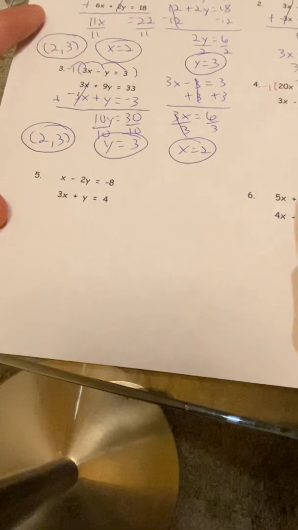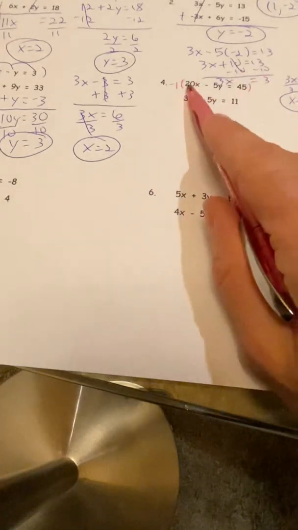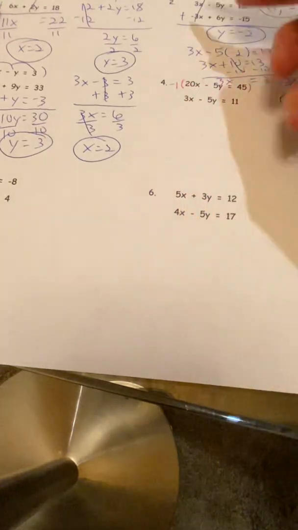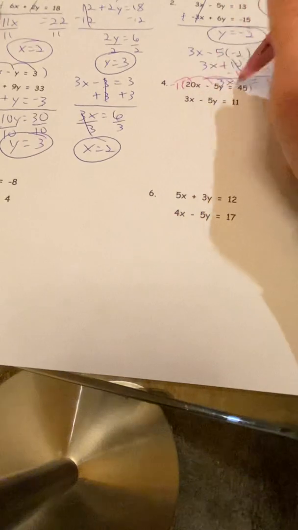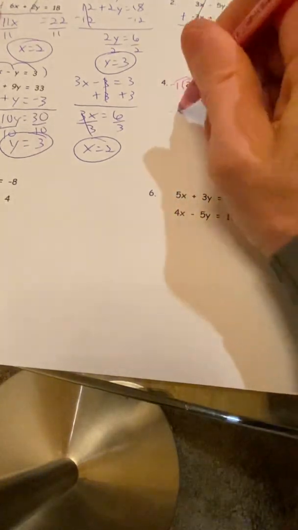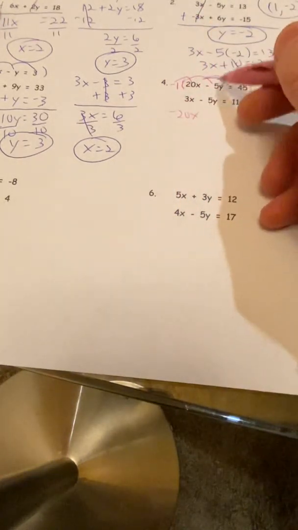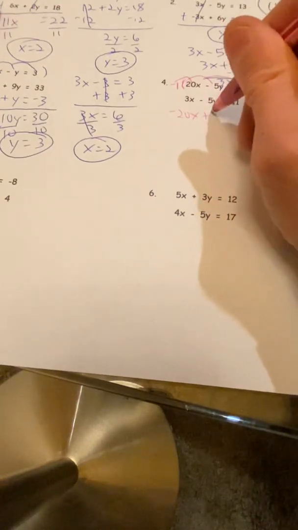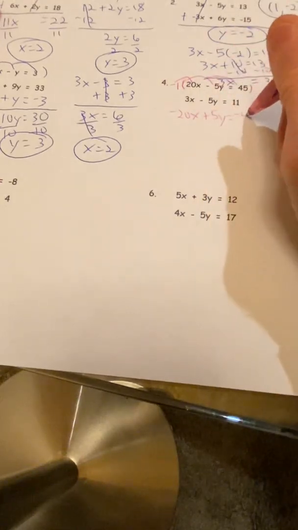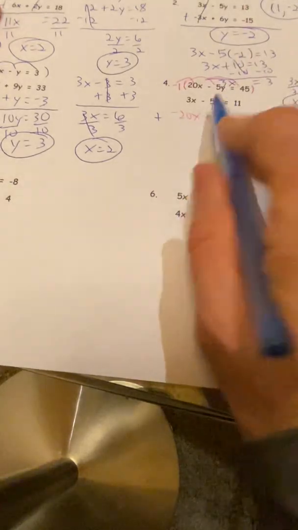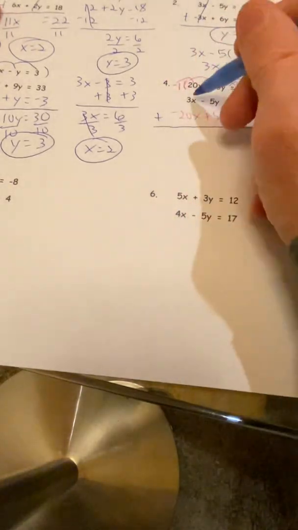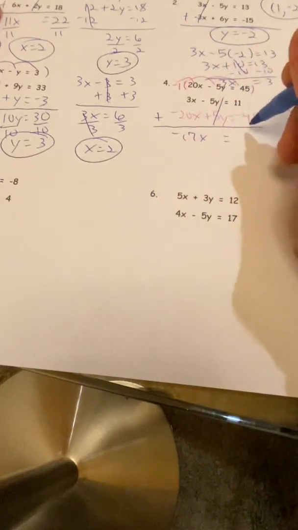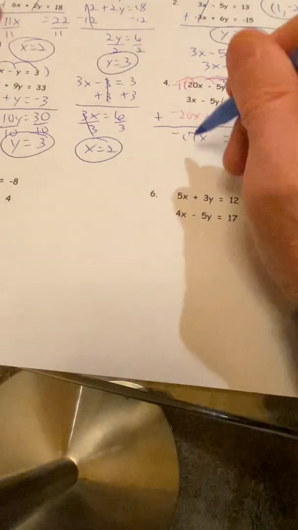And because I know I'm kind of crowded here, I want to use a different color. So it gives us negative 20x, again, because these two negatives won't cancel without a sign change. Plus 5y, negative 45. Now we can add our new row with the bottom row. That's negative 17x. The y's cancel. 11 and negative 45 is negative 34.